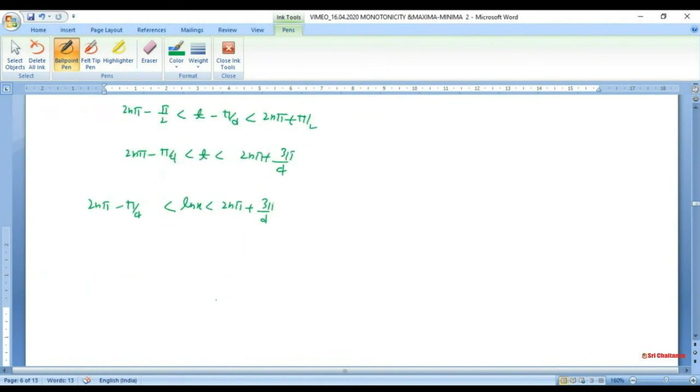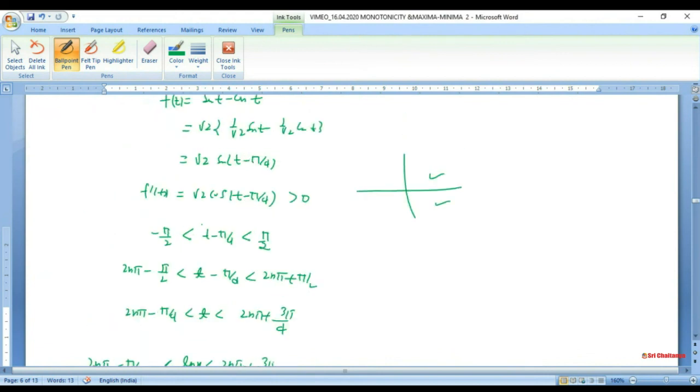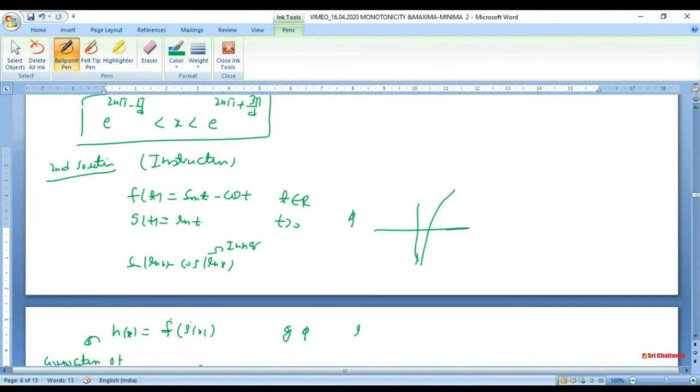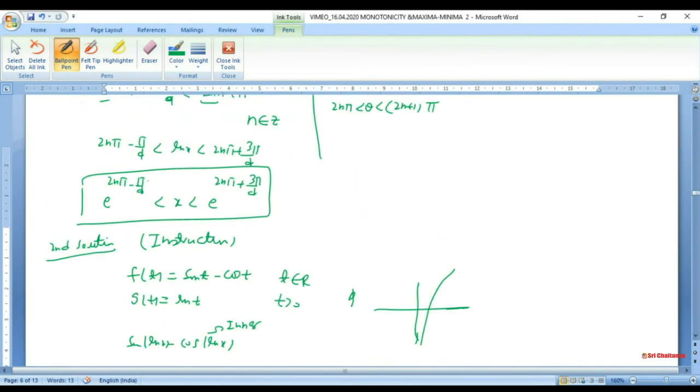We can raise both sides to the power e because that is increasing. So e^(2nπ − π/4) < x < e^(2nπ + 3π/4). And that is your answer. And this perfectly matches with the earlier answer that we got. We can go back and check that this is the answer we got in the first solution, first method. So this matches.